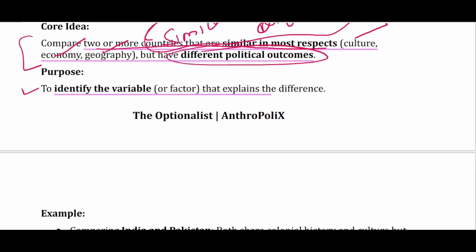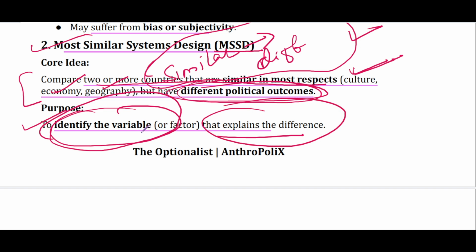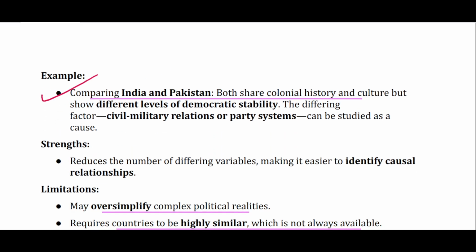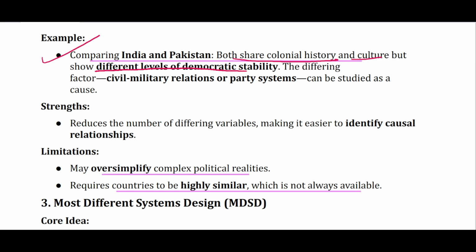Now the purpose is to find the variable that explains the difference despite the similarity across many respects. If two countries have the same culture, same economy, same geography, but different political outcomes, then what is the variable, the factor because of which there is a difference, that is studied in MSSD. For example, India and Pakistan both share colonial history, both were part of a single Indian subcontinent, both have the same culture, but both show different levels of democratic stability. India has democracy, but Pakistan has civil-military rule.